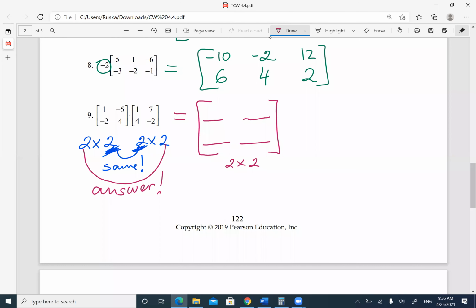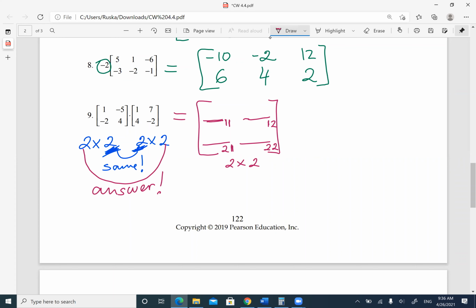Now, let's go back to the notation. This number here, the first one, is going to be first row and first column, right? This one here is first row and second column. This one is second row and first column, and this is second row and second column. I'm writing this because it is going to help me know how I'm going to do that.